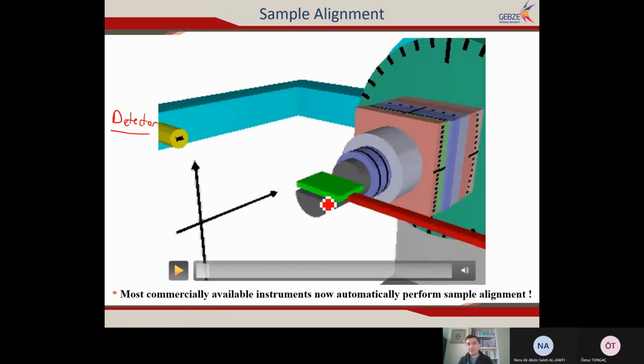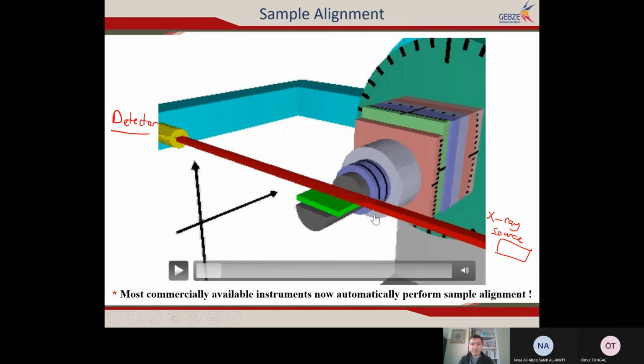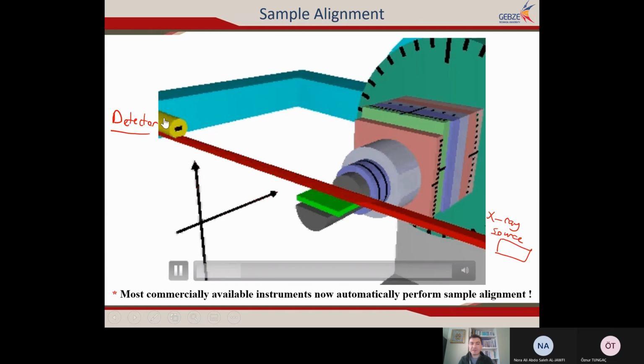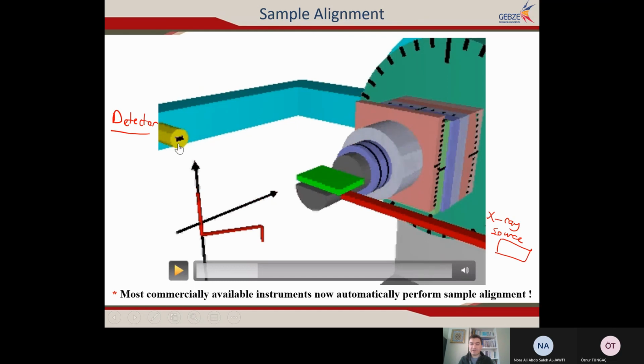So now this green one is our sample. This red one is the beam, which is coming from the X-ray source. Let's consider the X-ray source is located here. Then this is our sample, the green one, and this is the sample holder here. So now the sample is out of the beam, and these X-rays are directly going to the detector. Then you change the position of the detector and you are searching for the best position for the detector.